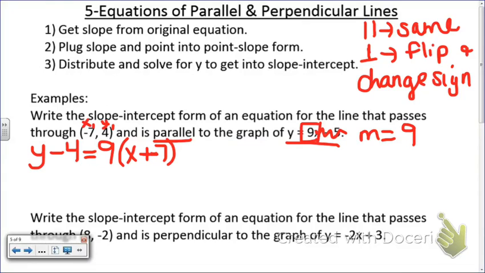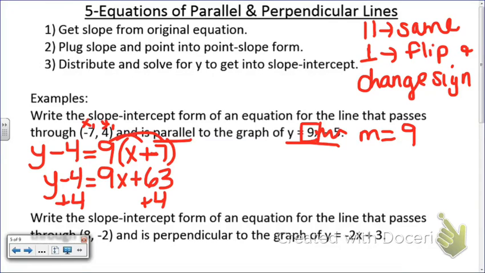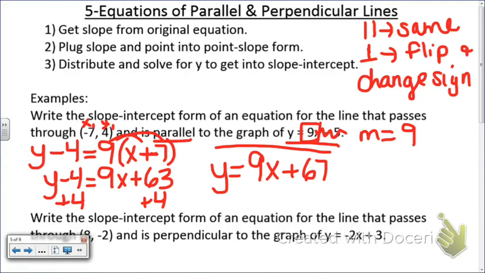We need to now turn this into slope-intercept form, so we're going to distribute. 9 times x is going to give me 9x, and 9 times 7 is 63. My y minus 4 will just drop down. The last thing I have to do is solve for y, so we're going to add 4 to both sides. I'm going to end up with y equals 9x plus 67. This equation would be parallel to my original equation and would pass through the point -7, 4.